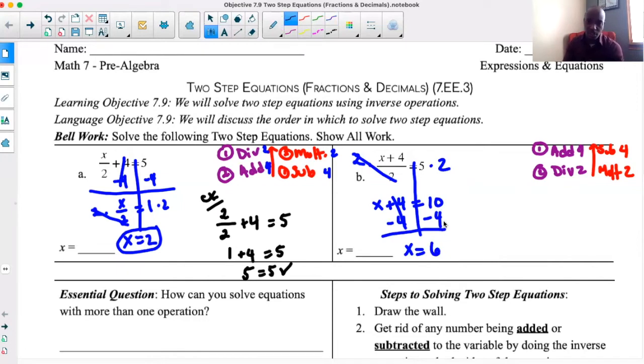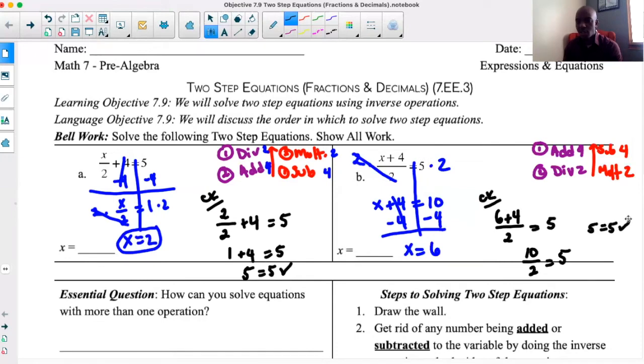Notice the answers are different. One is 2, one is 6. But I want to make sure I check the work to make sure it makes sense. So I'm going to check the work by plugging in 6 for x. So 6 plus 4 divided by 2, is this equal to 5? 6 plus 4, we know that's 10. Is 10 divided by 2 5? The answer is yes, 5 is equal to 5. So in this case, the answer is 6.